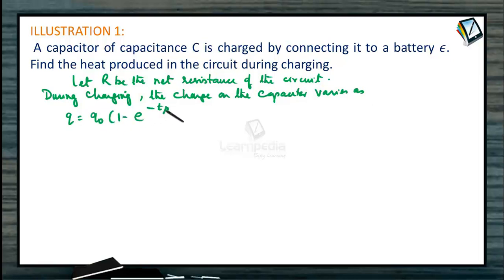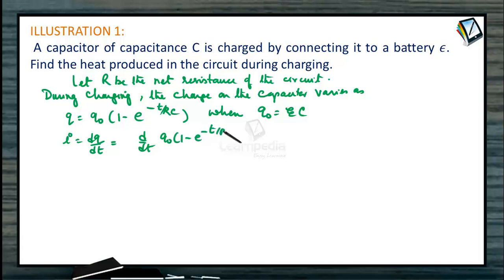e to the power minus t by RC, where Q naught is equal to E into C. Here E is the EMF of the battery. Current I will be dQ by dt, so let us differentiate it: d by dt of Q naught into 1 minus e to the power minus t by RC. So I is equal to E by R into e to the power minus t by RC.